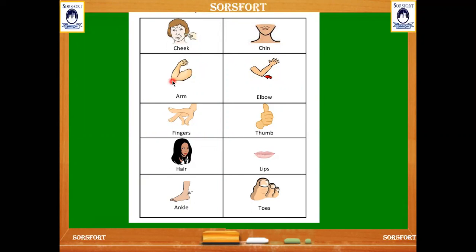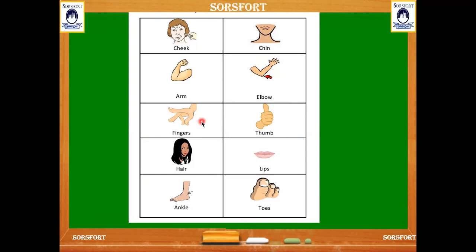Here is the arm. In our hand, this part we can call arm. We have 2 arms. And here is the elbow, which helps our hand to fold. Touch your elbow and fold your hand. We can find our elbow. We have 2 elbows. Here are our fingers.